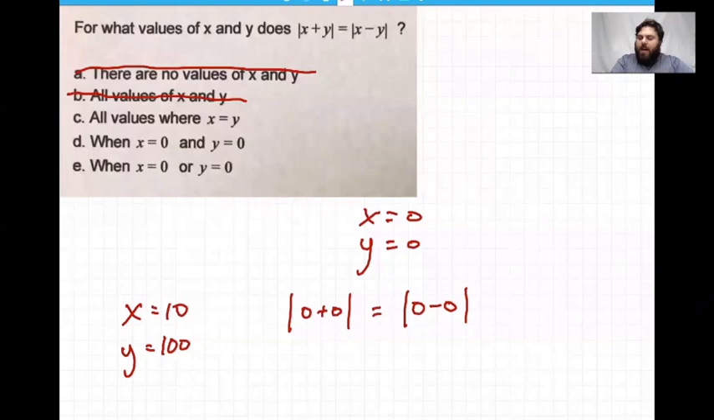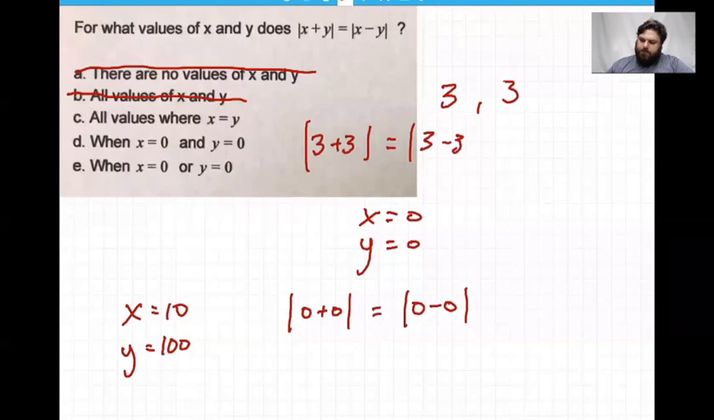C says all values where x equals y. So let's try one of those. Let's try 3 and 3. Okay, you get 3 plus 3, and then you get 3 minus 3. You can see that that's going to be 6 and that's going to be 0. So if x and y are equal, it doesn't work either. Okay, so again, we're just testing points to see what works here.